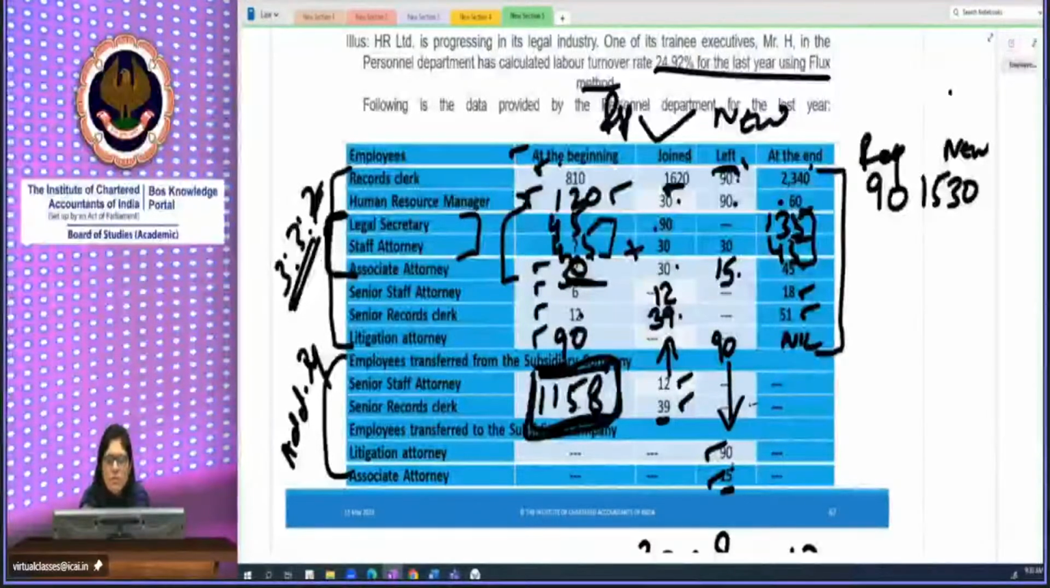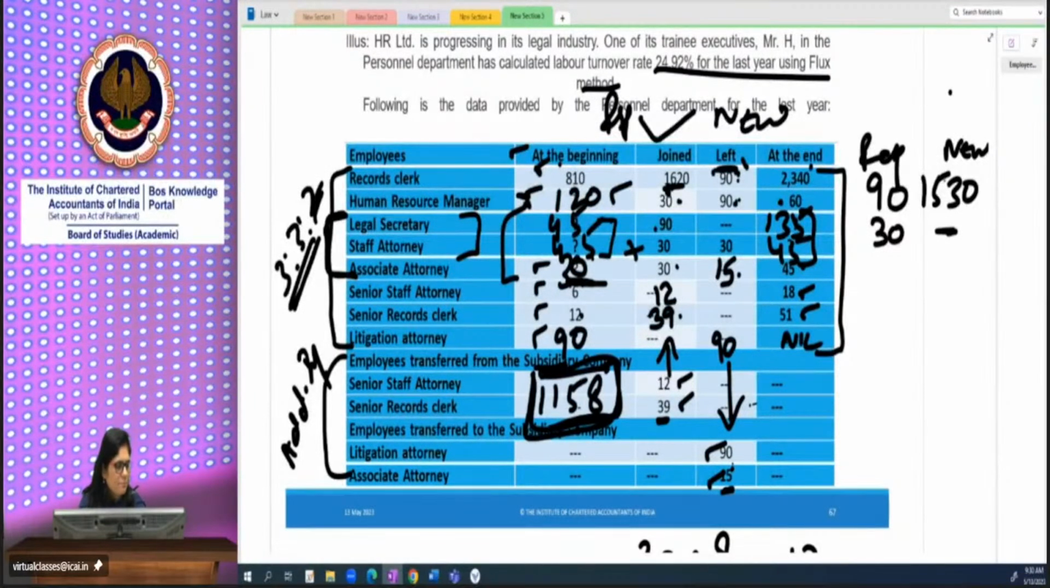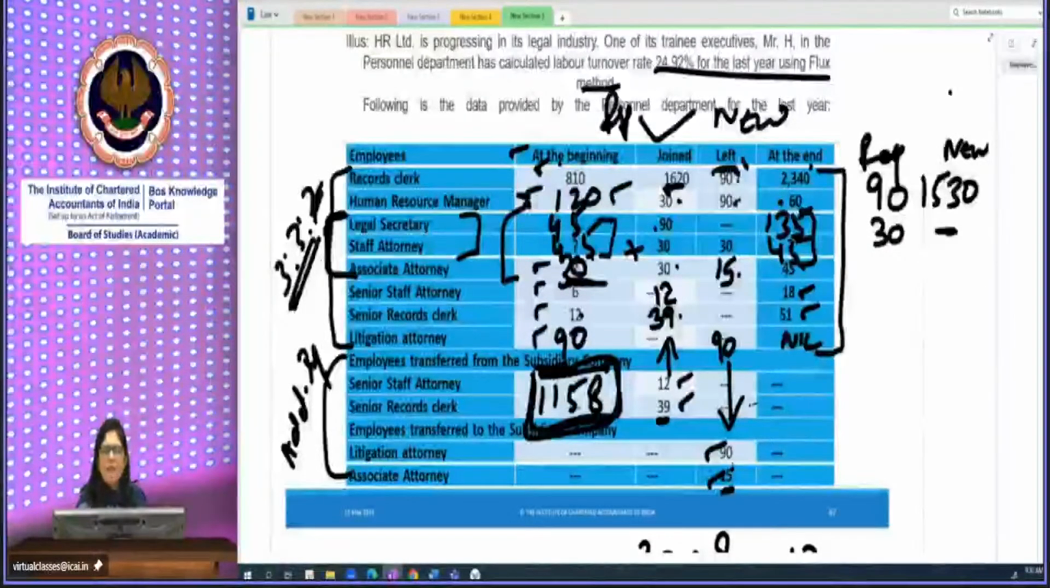Coming to human resource, 30 have joined and 90 have left. That means 30 are only replacements, no new joinee. Are you getting what I'm trying to explain? We have to split the joined into replacement and new. Out of 1620, 90 are the joinees to fill the vacancy. So 90 is replacement and 1530 must be new joinee.